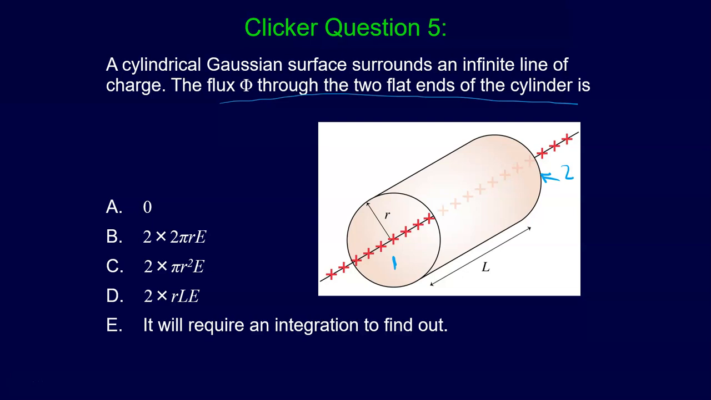Okay, hopefully you paused and thought about this. Last chance if you didn't, but it'll be 0. So if you look at those flat ends, if I was to draw one of those, here's my line of charge, and here's one of those flat ends, the electric field on those flat ends is completely parallel to the surface. It's not piercing through the surface.